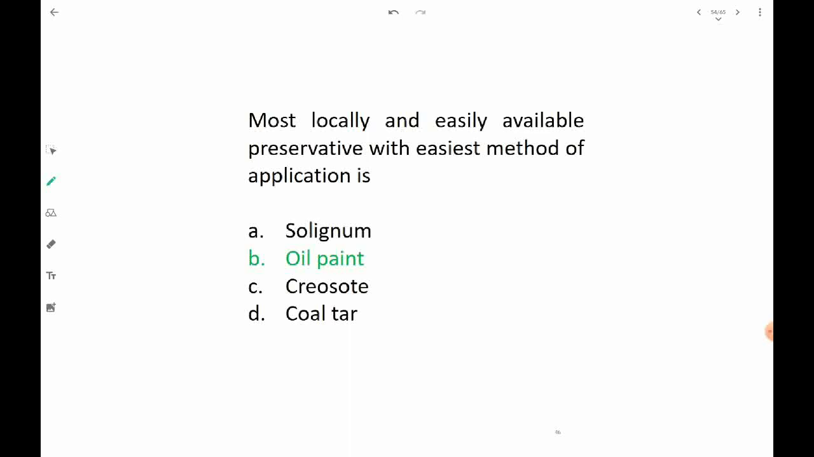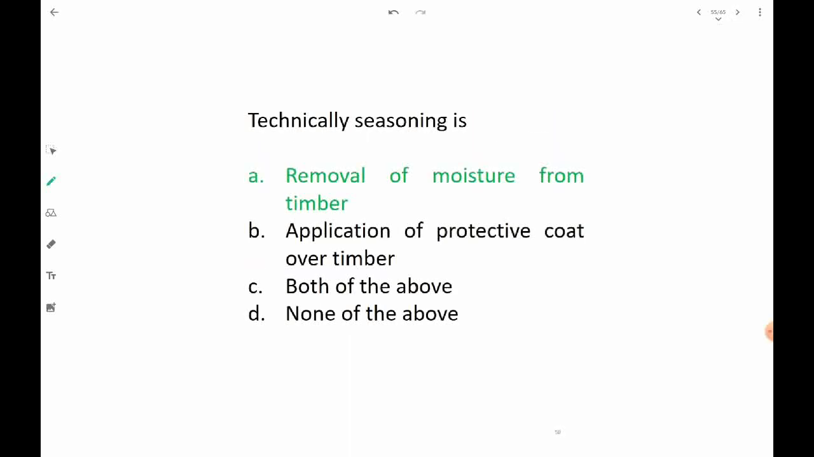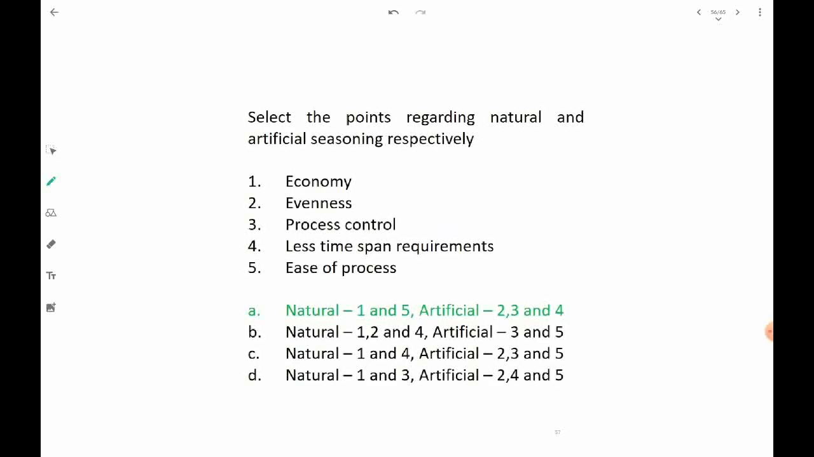The most locally and easily available preservative with the easiest method of application is oil paint. Technically, seasoning is removal of moisture from the timber. Select the points regarding natural and artificial seasoning respectively. In regard to natural seasoning, the point is economy. Natural seasoning is economical, and we have ease of process, ease of stacking and ease of storage. All these things are related to natural seasoning.